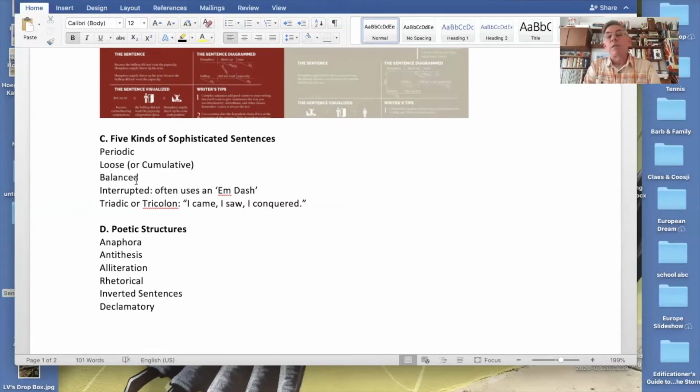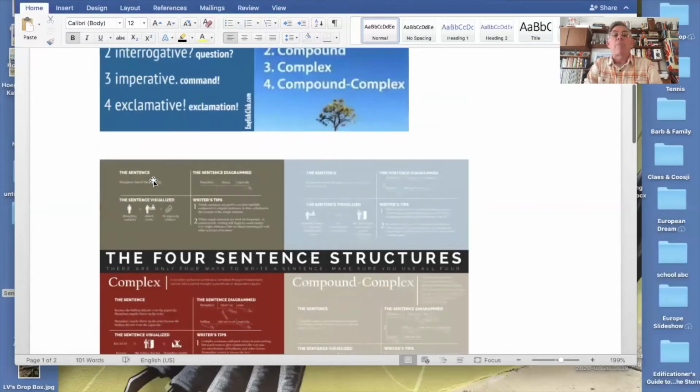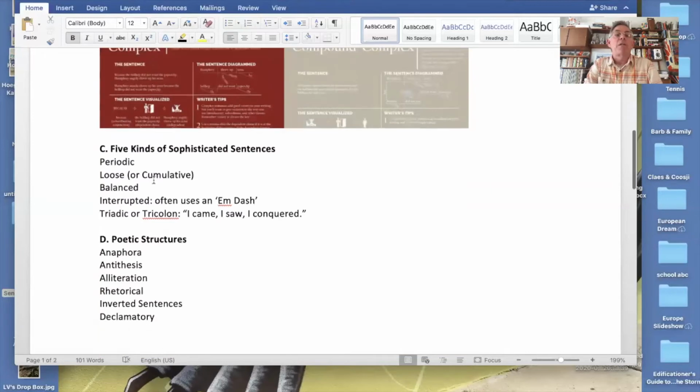And then the balanced sentence is usually, it's back up here, a compound sentence. It's often two ideas that are balanced equally in words and also in the idea itself. Sometimes they're opposing, that's more of the antithesis, and they're often connected with a conjunction like and, but, maybe not. It might not be that way.